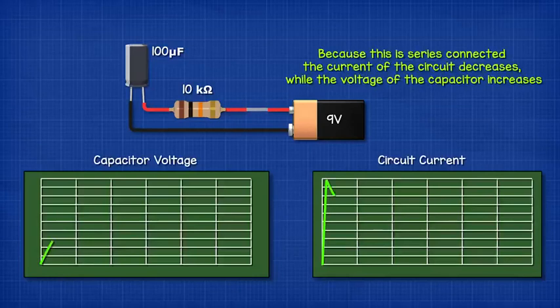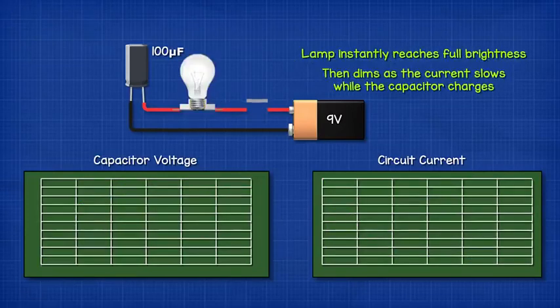Remember, because this is in series, the current of the circuit decreases while the voltage of the capacitor increases. Once at full voltage, no current will flow in the circuit. If the resistor was a lamp, it would therefore instantly reach full brightness when the switch was closed, but then becomes dimmer as the capacitor reaches full voltage.